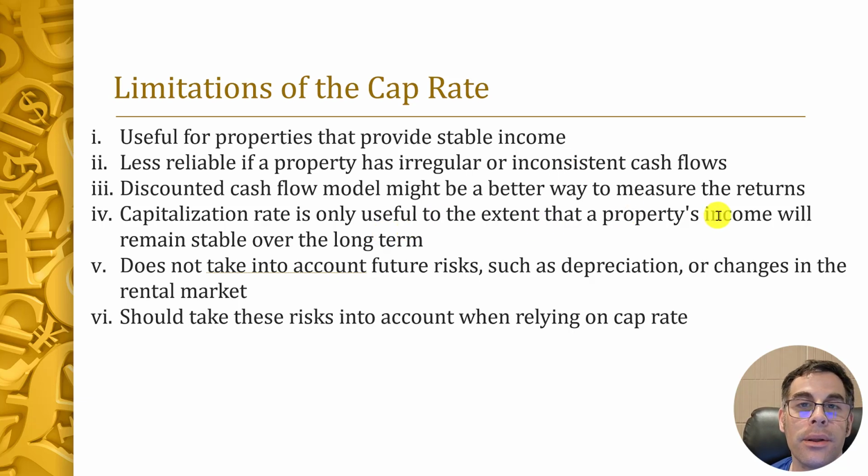And like I said earlier, if it's only 1 or 2 tenants, it might not be that stable. But when you have a lot of tenants, like hundreds or thousands of tenants, it's much more likely to have stable income over the long term. And it doesn't take into account future risks, such as depreciation and changes in the rental market. There have been some cities that were renting out apartments at $2,000, and then a couple decades later, you can't even rent it out for $500 because nobody wants to live there. So you should always take into account these risks when looking at cap rate.